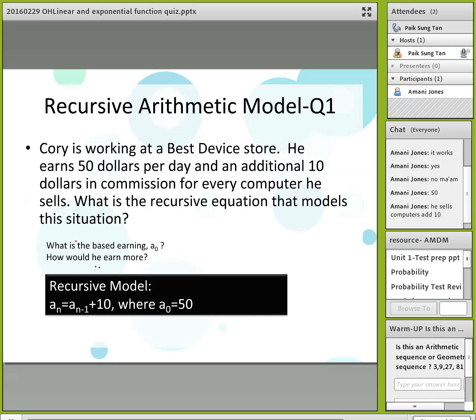So if n is 1, if he sells one computer, then you will get a_1 equal to a_(1-1) plus 10, right here. 1 subtract 1 is 0, which is the 50, plus 10. That's how you get 60 for the second one. This is a recursive model. Any questions? Do you understand how all this notation and how this equation become this way?